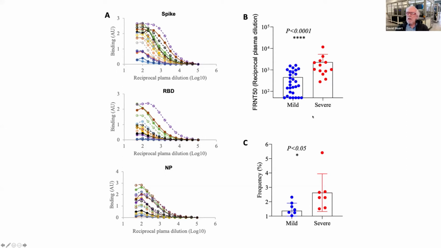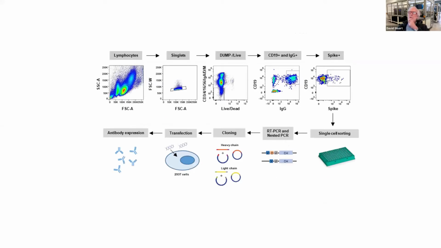And you can see on the left here the neutralization, showing how much you can dilute the plasma and still get neutralization. The antibody responses from people that have had severe disease are much stronger than in people that just had a mild disease. So over time, you build up strong antibody responses.